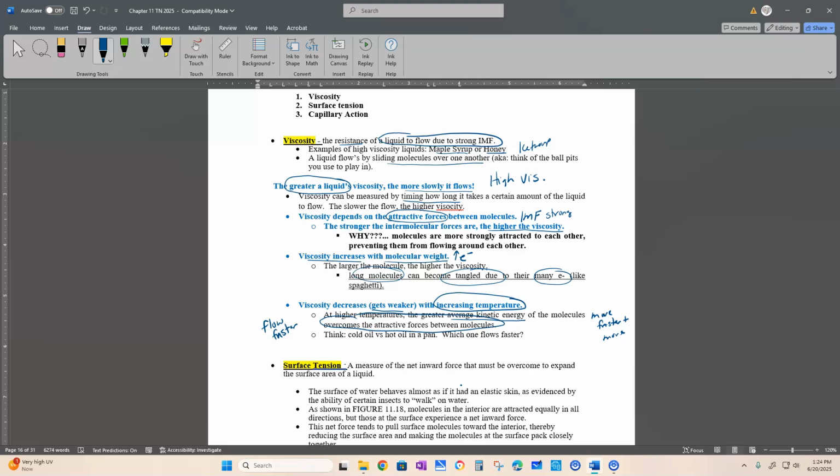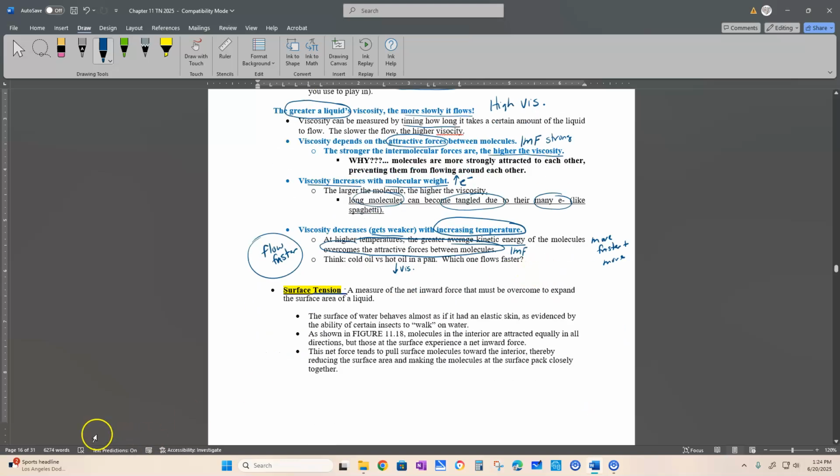I always like to give the example of cold oil versus hot oil. If you've ever put oil in a pan and heated it up, oil has high viscosity, but when you heat the oil up, you decrease its viscosity. It actually flows faster because you have overcome intermolecular forces. You're kind of breaking them apart to get those molecules untangled. So that's how viscosity can change with temperature, intermolecular forces, and electrons.